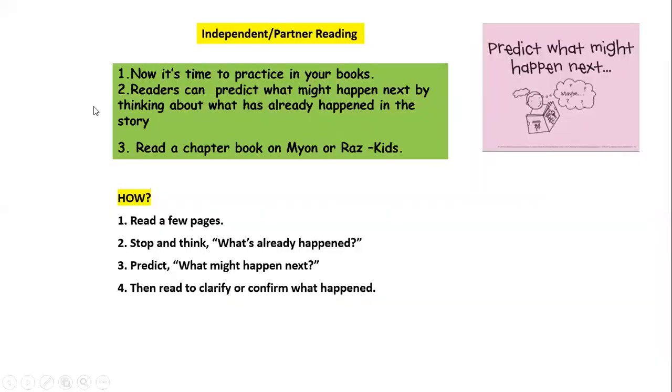Now it's time for you to go and practice predicting what might happen next by thinking about what has already happened in the story. Read a chapter book on my own or Raz Kids. And remember to read a few pages, stop and think what has already happened, then predict what might happen next. Then read to clarify or confirm what happened. Off you go.